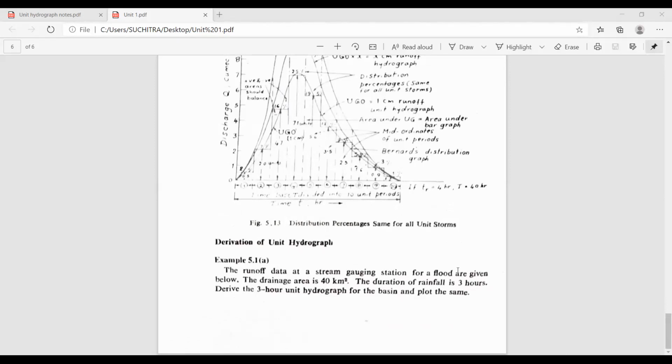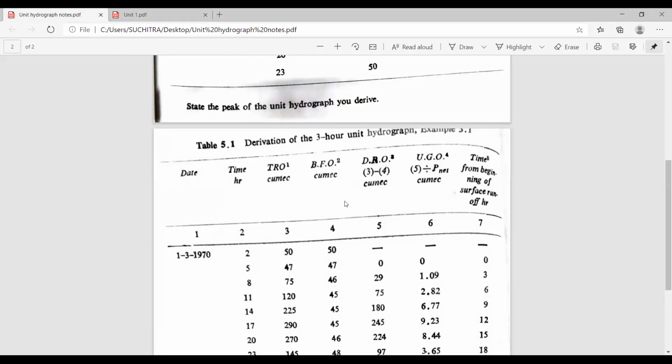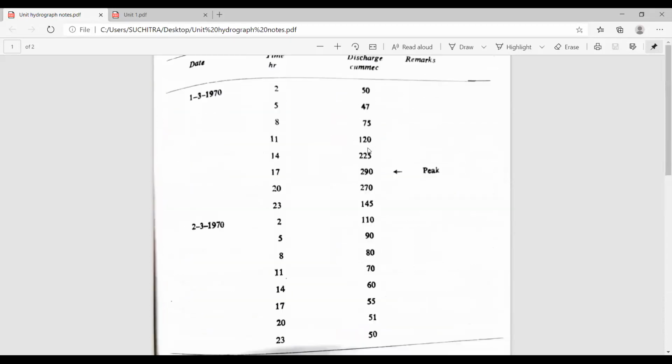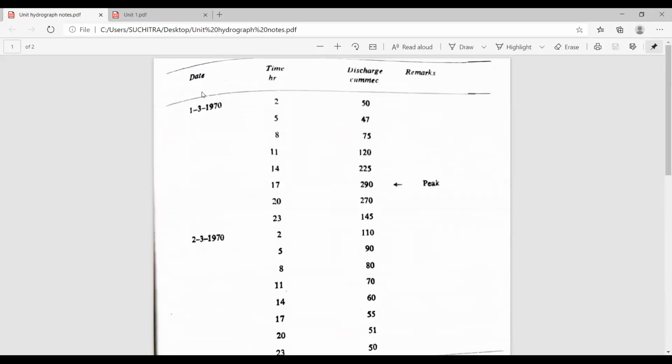So now these are the data for the derivation of the 3-hour unit hydrograph. This is the given problem. Here you have two dates, 1/3/1970 and 2/3/1970, and the time in hours is given as 2, 5, 8, 11, 14, 17, 20, 23, and on the second day also the interval is 3 hours because the duration of the storm is 3 hours.